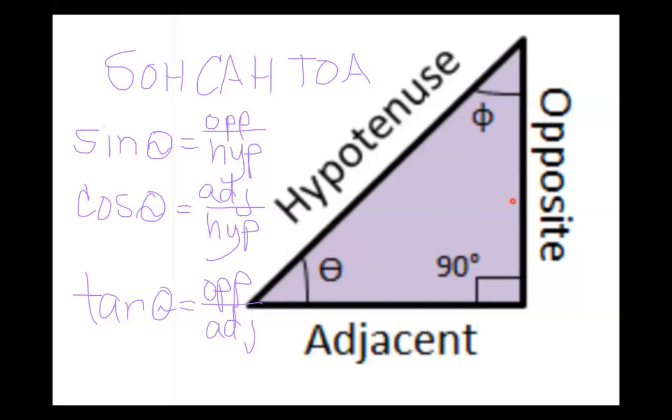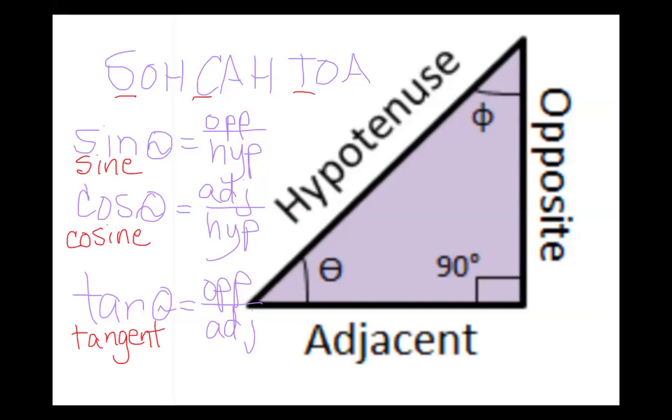Okay. So there are three trig functions. We've got sine, cosine, and tangent. Sine is pronounced sine because it's short for S-I-N-E. Cos, C-O-S, is short for cosine. And then T-A-N is short for tangent. So those are our three trig functions: sine, cosine, and tangent.